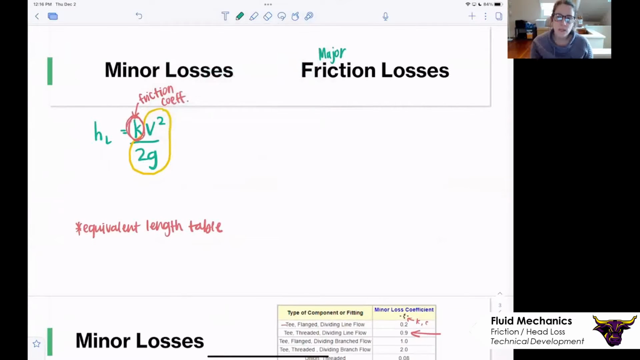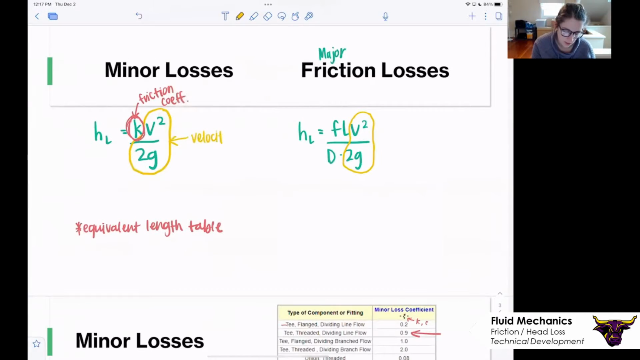Okay, so jumping to major friction losses, we have HL is equal to F L V squared over, I'm going to write this D times 2G. And I write it that way because, again, I want you to see that we are still relating to velocity heads. And I guess I should write that. Velocity head is the yellow part, and that's the same as here.